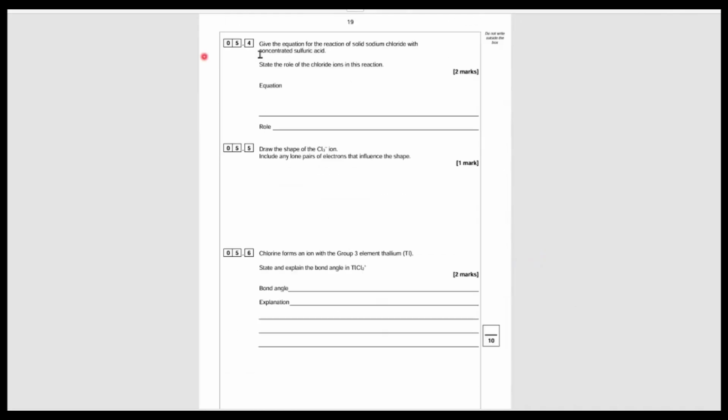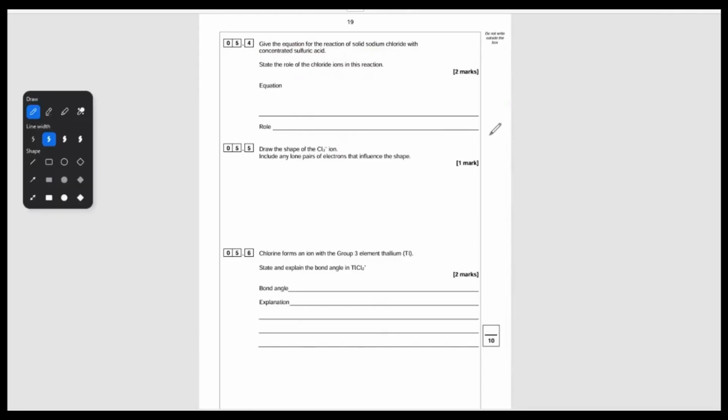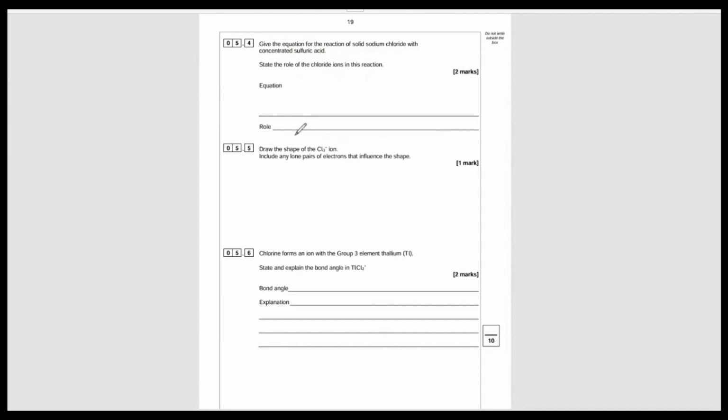Okay, 5.4. Give the equation for the reaction of solid sodium chloride with concentrated sulfuric acid. State the role of the chloride ions in this reaction. Yep, let's do it. Okay, why don't you pause the video, have a go at this 2 marker, unpause, and I'll rinse through the explanation.